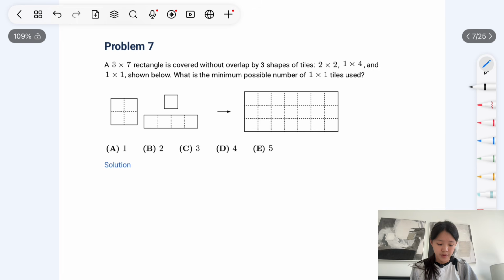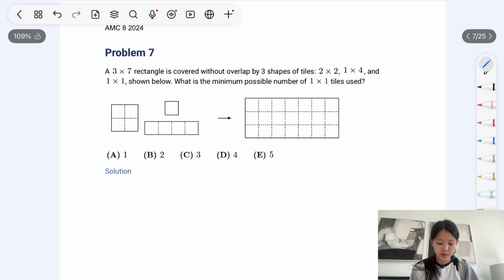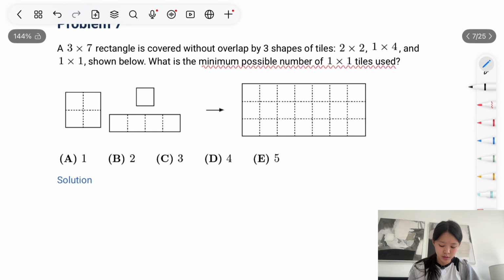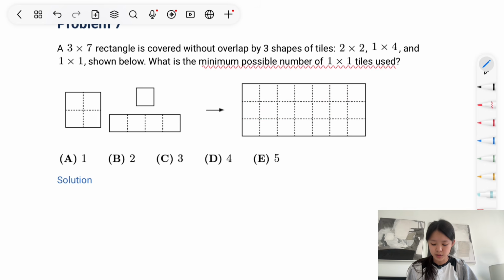Problem 7. A 3 times 7 rectangle is covered without overlap by 3 shapes of tiles. What is the minimum possible number of 1 times 1 tiles used? So for these types of problems, basically just try to maximize the use of larger tiles. For example, in this case, we'd want to maximize the number of 2 times 2 tiles. And we notice that 2 times 2 tiles can only be placed within this region, since they're limited by the size and dimensions of the shape.